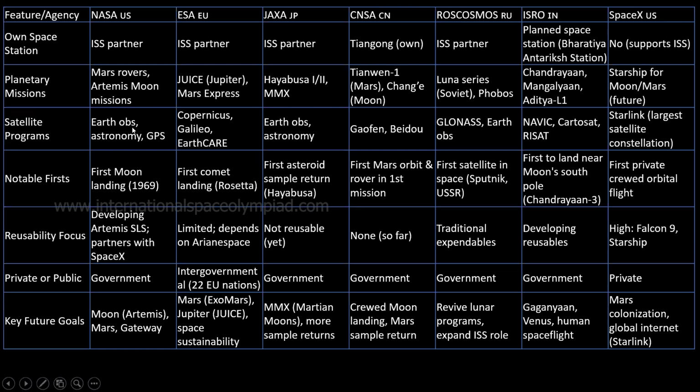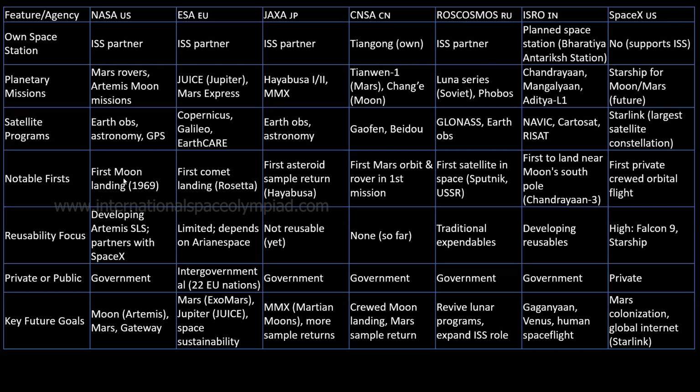Now satellite programs: Earth observation satellites are there, astronomy satellites are there, then GPS is there. Then for ESA, the Copernicus satellite system and Galileo, which is their navigation satellite system. JAXA also has Earth observation and astronomy. Then GLONASS is the navigation system by Russia, and Earth observation. NAVIC, if you know, is the regional navigation system by India. Then Starlink, as you know, is the largest satellite constellation.